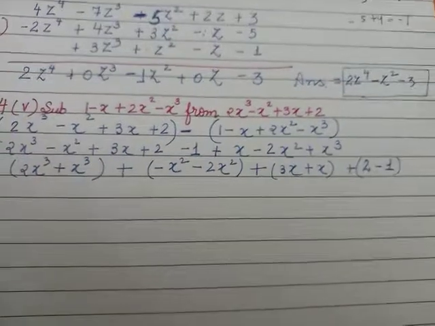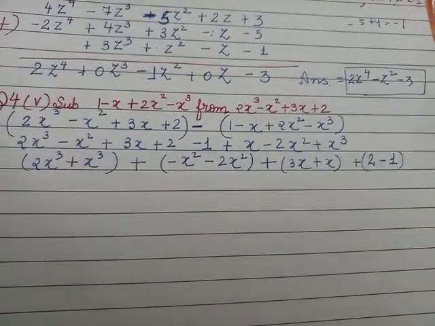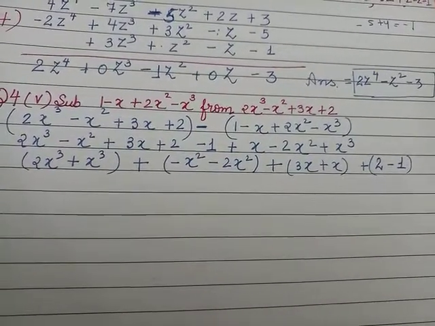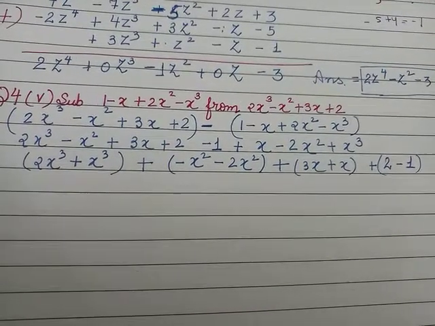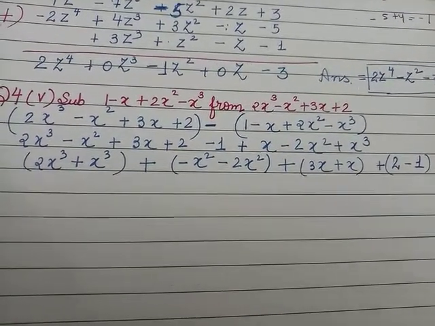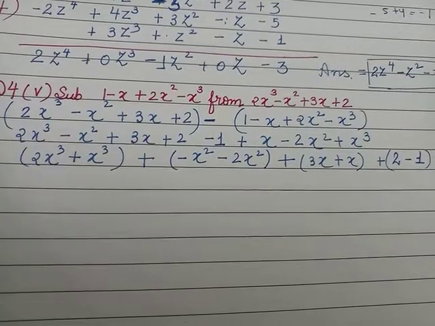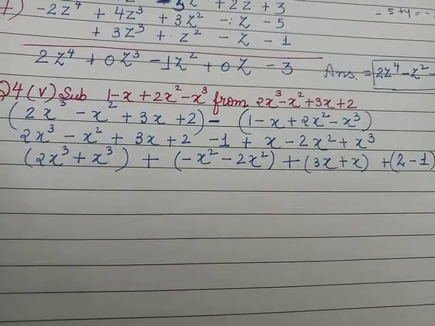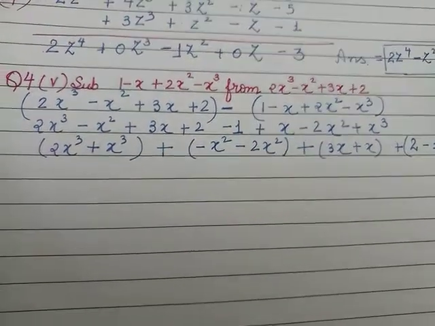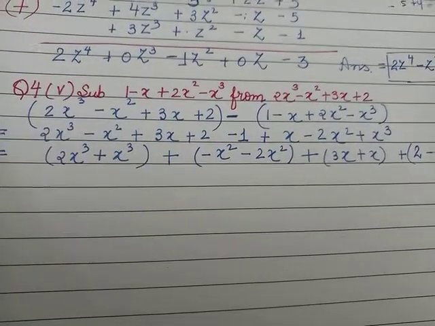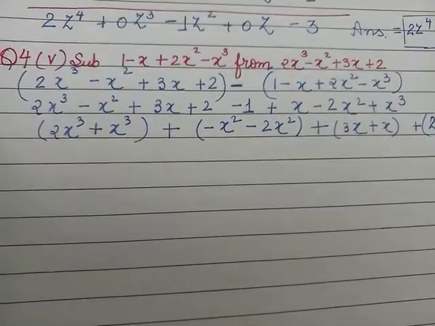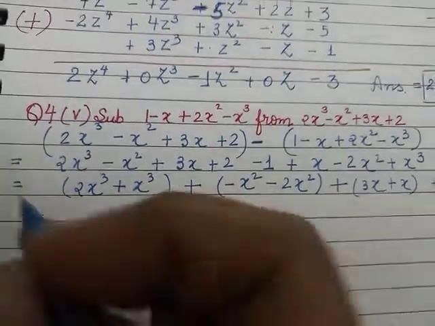Okay, children. So after subtracting, the first expression shows that we are doing subtraction. Second step, we have changed the sign of all the terms inside the bracket of the second expression. And the third step, we are collecting the like terms in one bracket and we put an addition sign between the brackets.